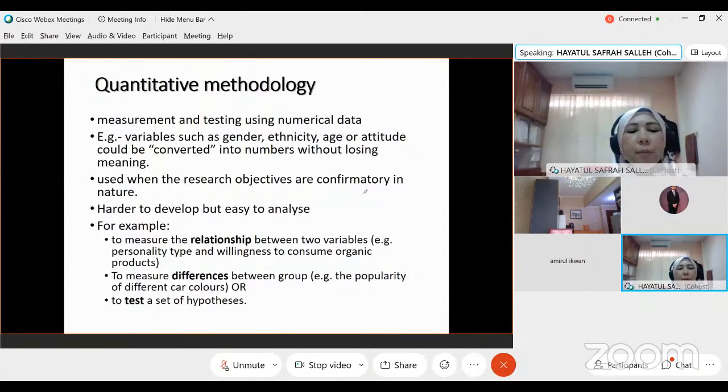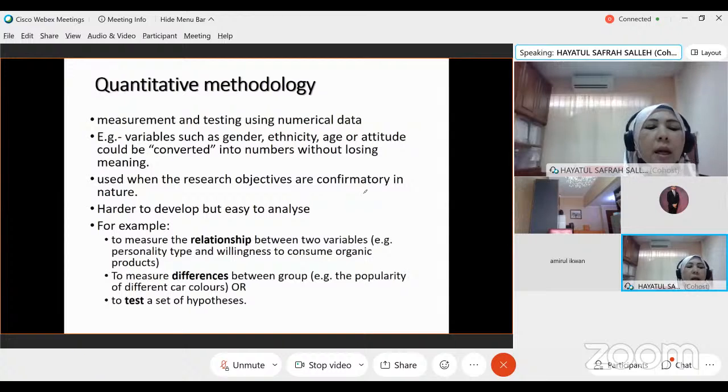Another example is to measure differences between groups. For example, the popularity of different car colors among Malaysian cars, or you want to see the differences between male and female in terms of car color selection. So you want to see the difference between groups, and normally we can use t-test or ANOVA.